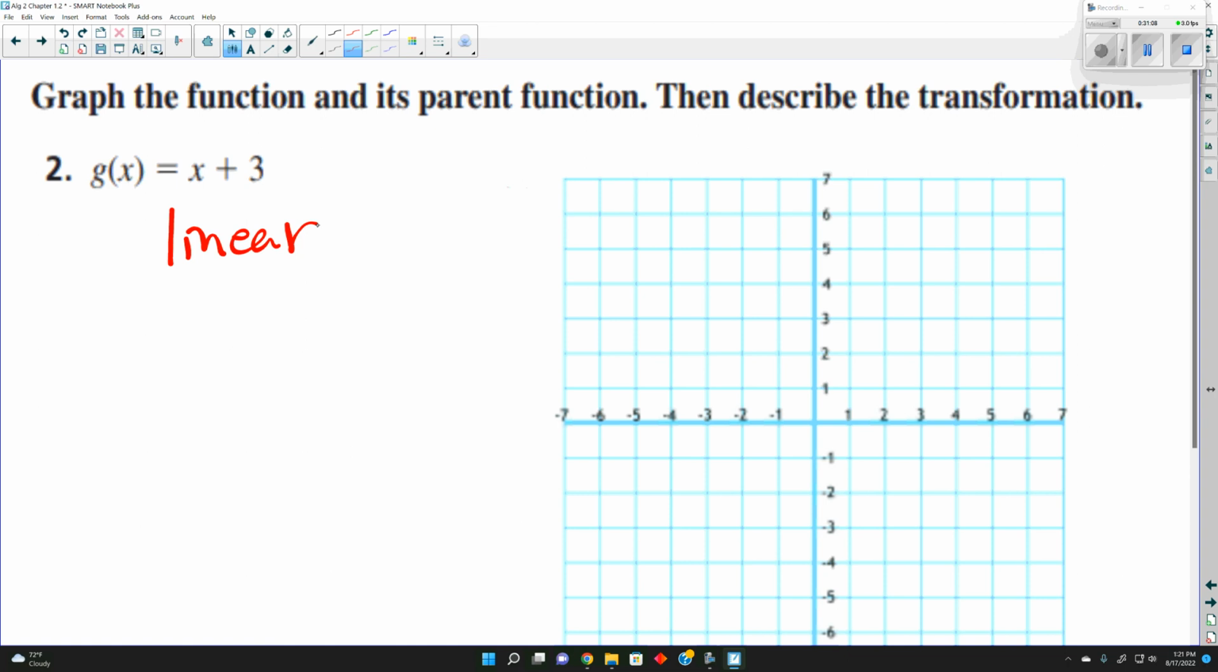So do we have a negative? No, we don't have a negative in front of the x, inside or outside of parentheses. So it's not a reflection. Do we have any addition or subtraction inside parentheses or absolute value? No, so it's not moving which direction? Left or right? It's up 3. Yep, up 3.